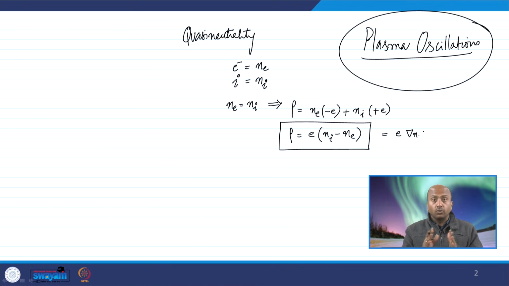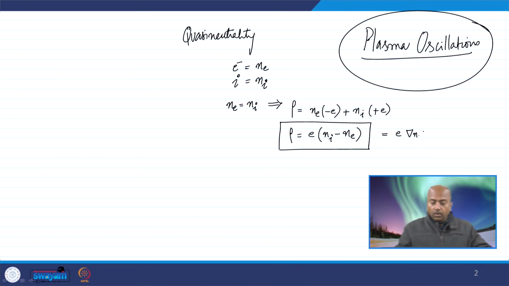It is always a neutral entity. Although there are enough electrons and ions, which are charged particles, plasma is not electrically negative or positive. It is a neutral entity, but it gets influenced by the electric and magnetic field. That's where it becomes very interesting.